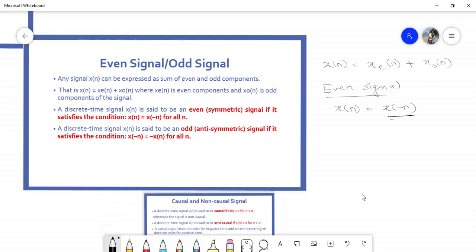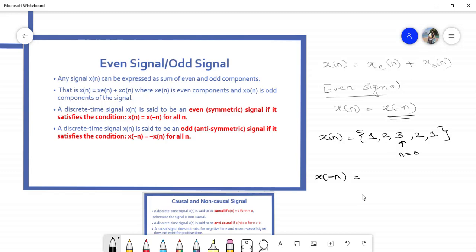Understood? So let's take one example where my x[n] is equal to 1, 2, 3, with the pointer at 3, then 2 and 1. So this is my signal x[n]. The pointer indicates the value of the signal at n equal to 0. Now let's calculate the time reversal signal, or x[-n]. So how do we calculate x[-n]?